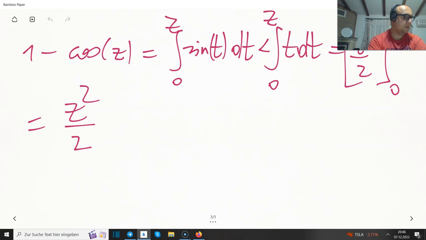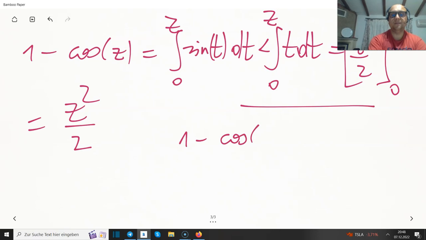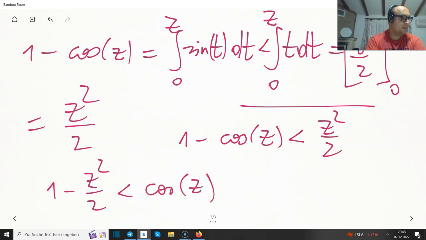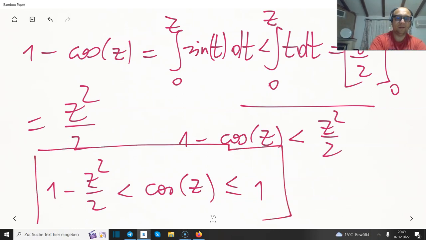So basically what we know is that we can rearrange it. We know that 1 minus cosine of z is less than z squared divided by 2. So basically, I can say 1 minus z squared divided by 2 is less than the cosine of z. So that's an important one for us. And this, on the contrary, is less than or equal to 1, right? So let's keep this one alive in our head.